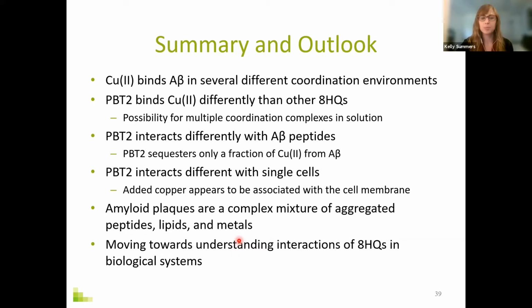And so we are moving towards understanding the interactions of these 8-hydroxyquinolines in biological systems, specifically how they might interact with amyloid plaques within the brain.